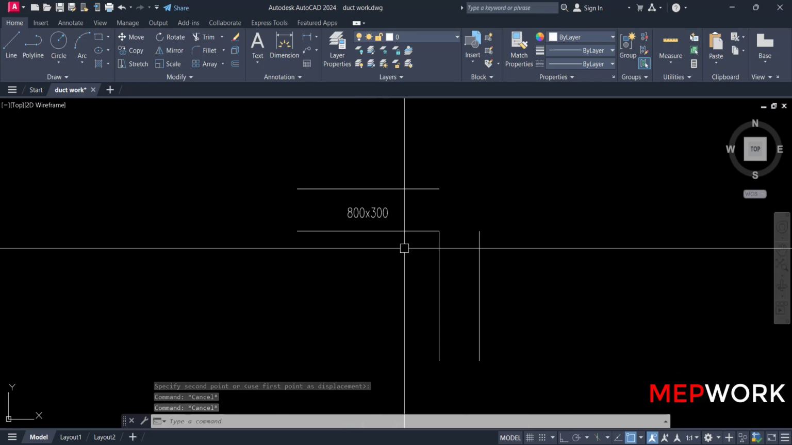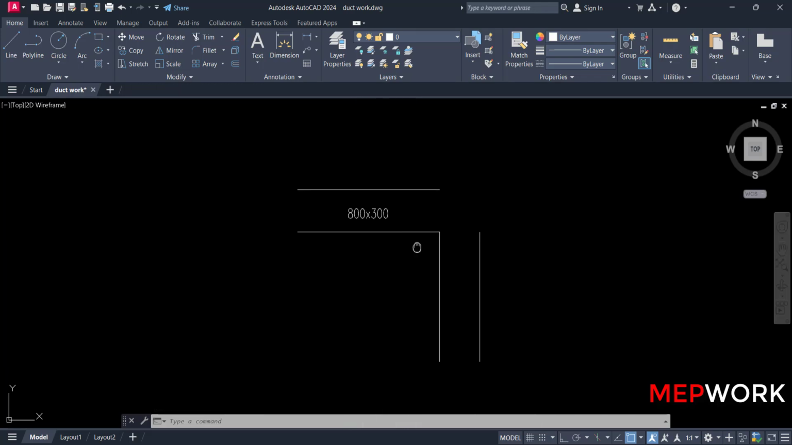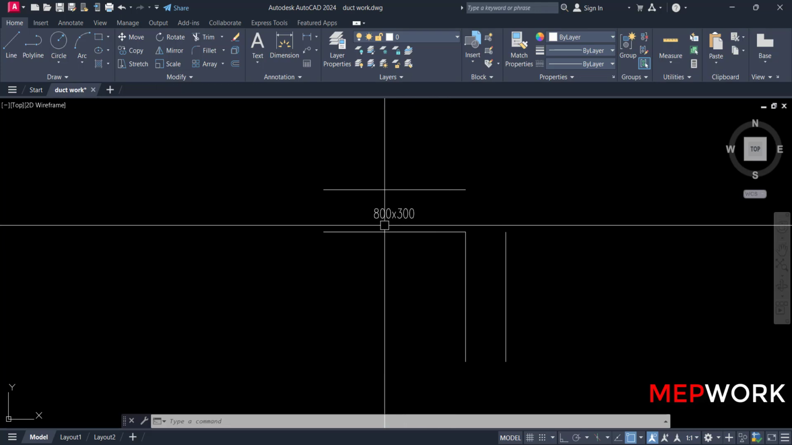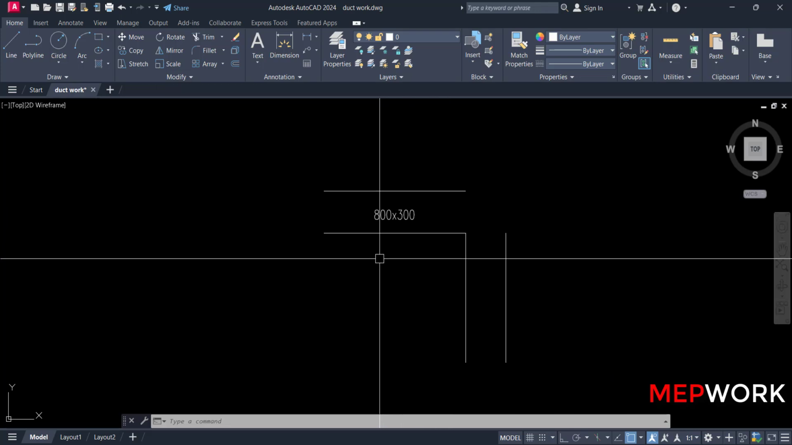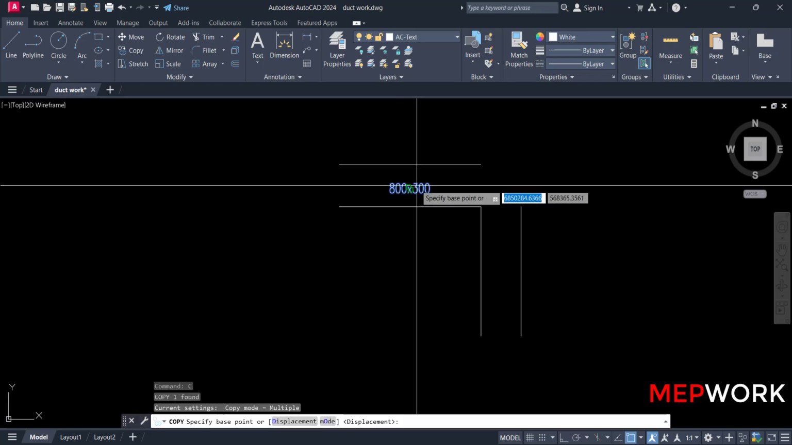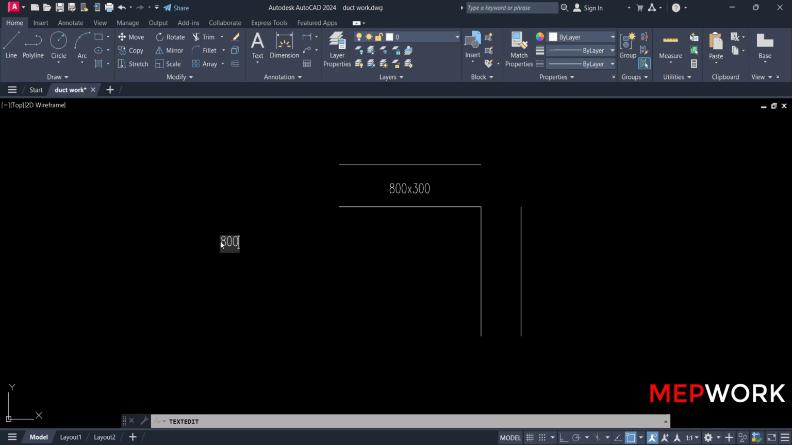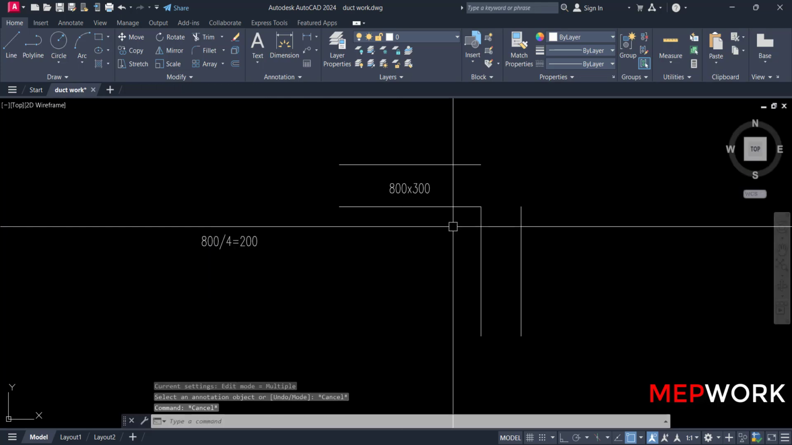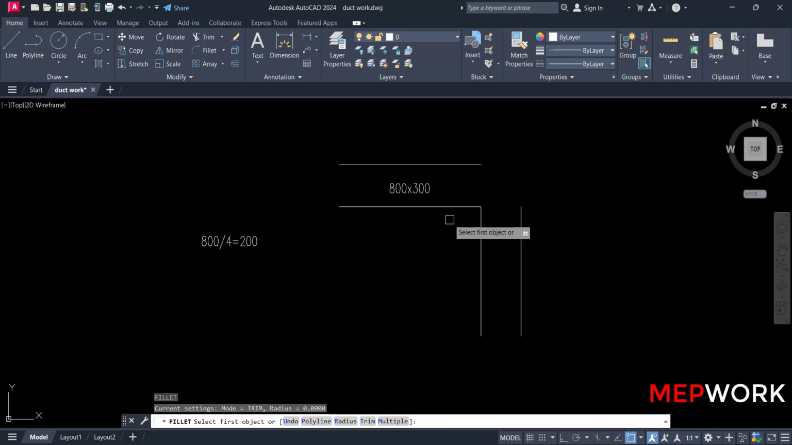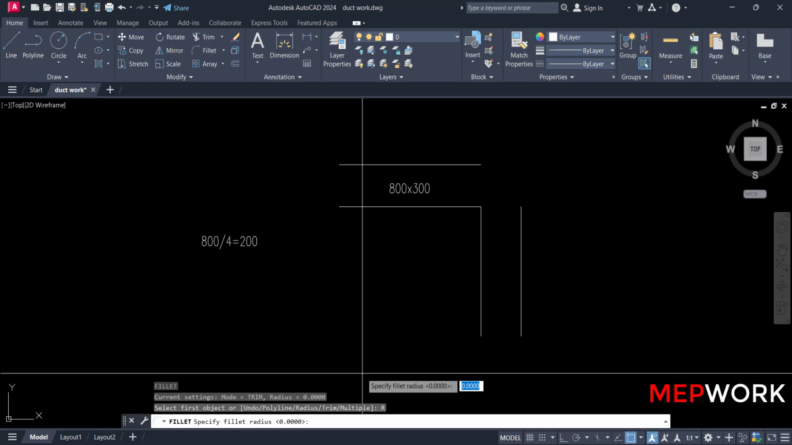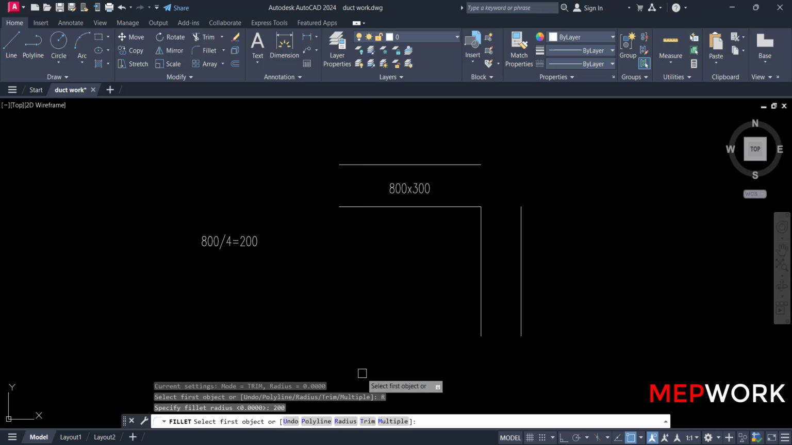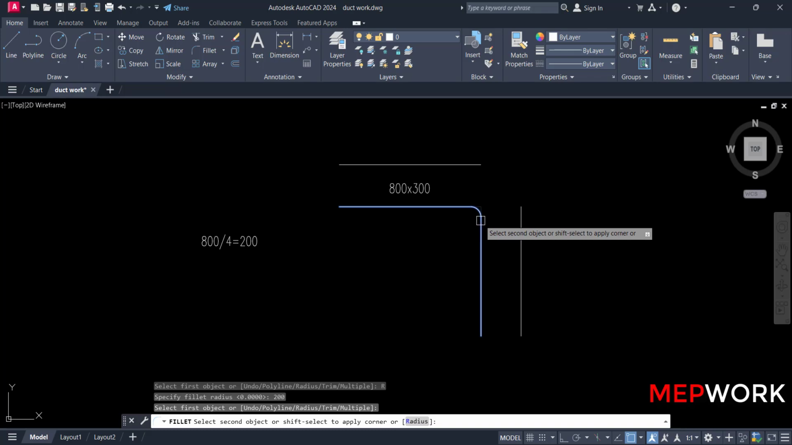The second step is to draw a fillet. The fillet radius will be the width divided by 4. 800 divided by 4 equal 200. So the fillet radius will be 200. Select radius and 200. Select this line with this line.